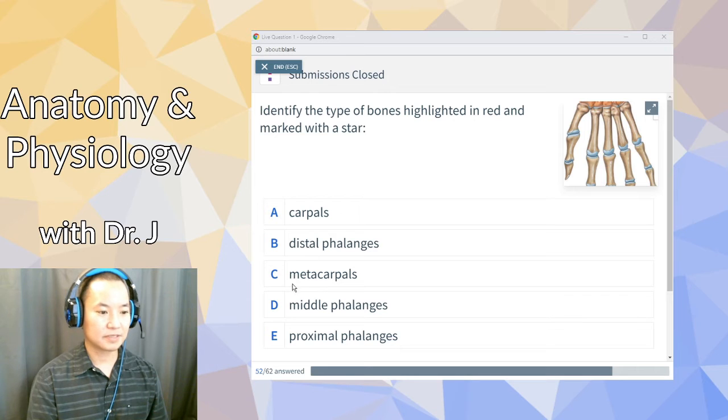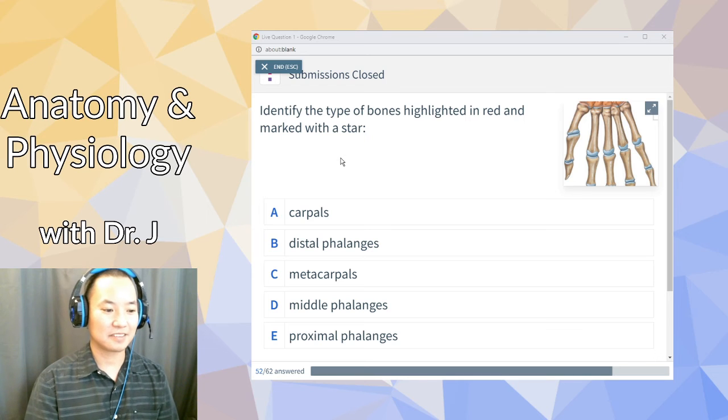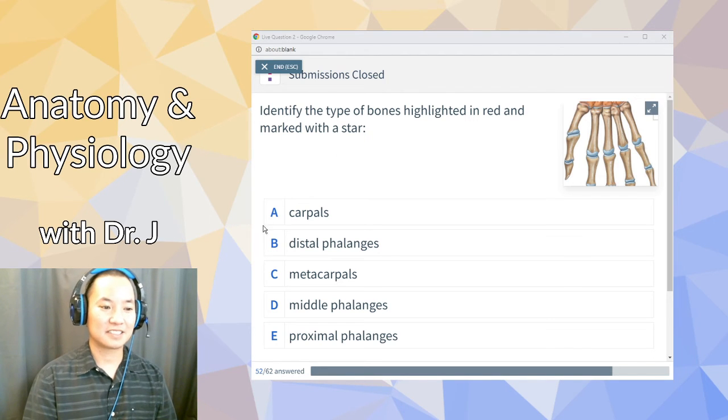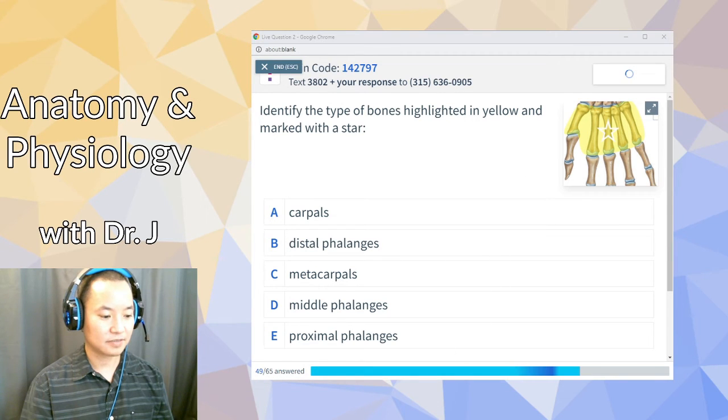What are they collectively referred to as? Okay, let's see how everyone did. So most of you said carpals, and most of you are correct. Again, your wrist bones are collectively known as the carpals. We're looking at the hand right now. Next question. So identify the type of bones highlighted in yellow and marked with a star. Okay, let's see how everybody did. All right, so most of you said metacarpals, and most of you are correct.